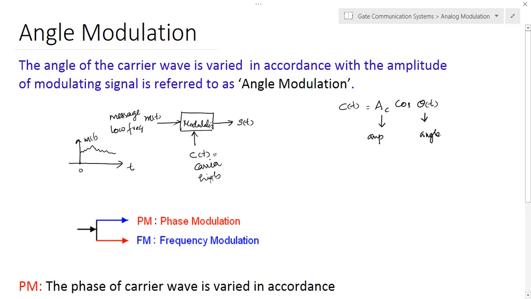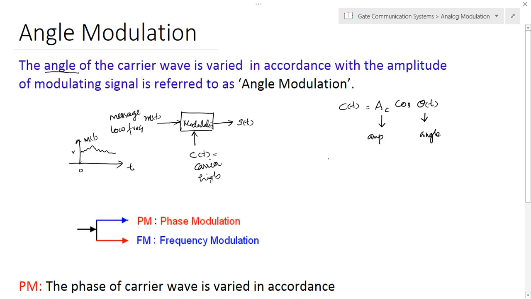In angle modulation, the angle of the carrier waveform, which in this case is theta of t, is varied in accordance with the instantaneous amplitude of the message signal. This is a voltage indicated on the y-axis, M of t. We get the modulated waveform S of t, which is simply the carrier waveform whose angle is varied in accordance with the instantaneous amplitude of the message signal. This is known as angle modulation.